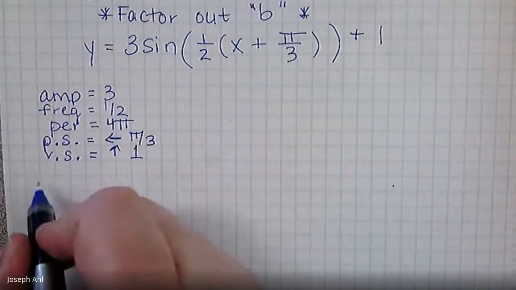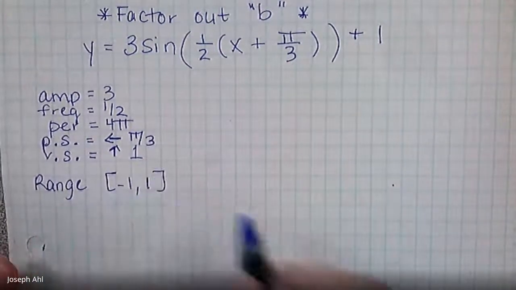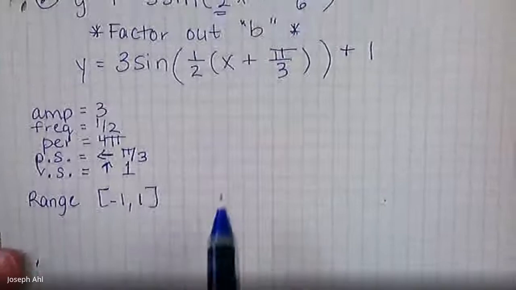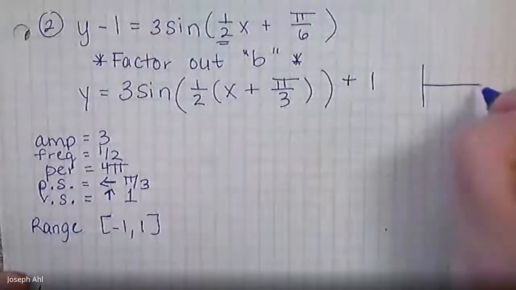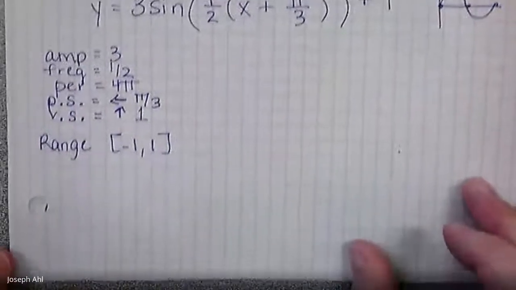Okay, now that we have all that taken care of, the next thing I like to do is determine the range. The range, start with the parent, -1 to 1. Oh, by the way, what does this parent look like? Parent sine graph looks like this. Okay, so that's what we want it to look like in the end.